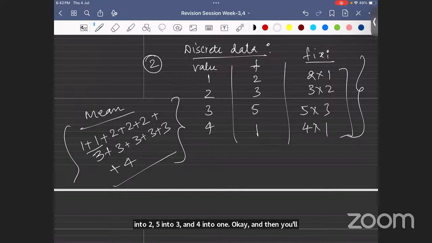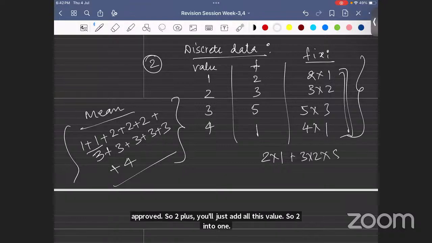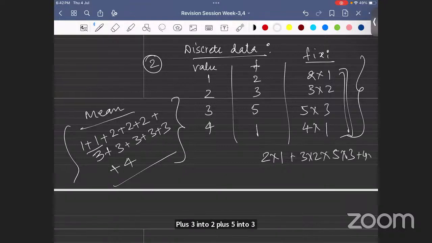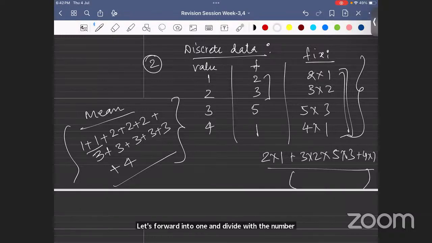So mean is basically the addition of all the values that are occurring divided by the number of terms that are occurring. So you'll just add all those values: 2 into 1 plus 3 into 2 plus 5 into 3 plus 4 into 1, and divide by the number of terms that is available. So this is basically 5 plus 6, so 11.